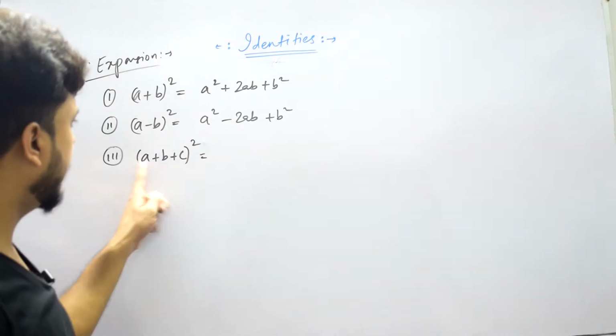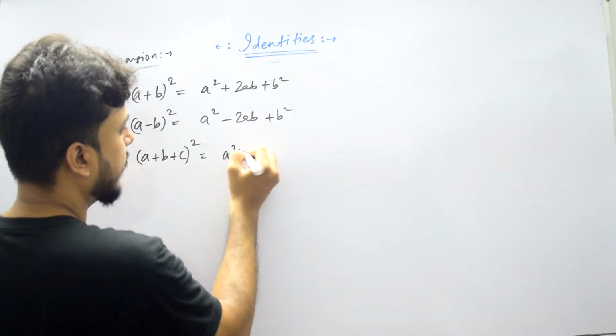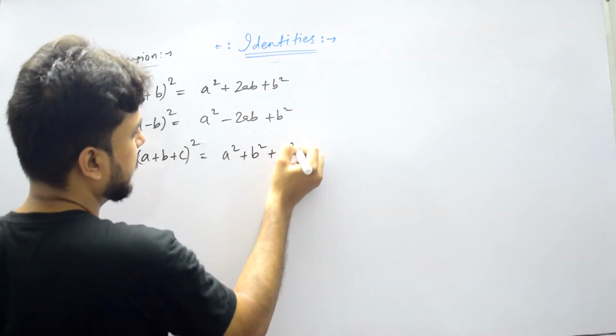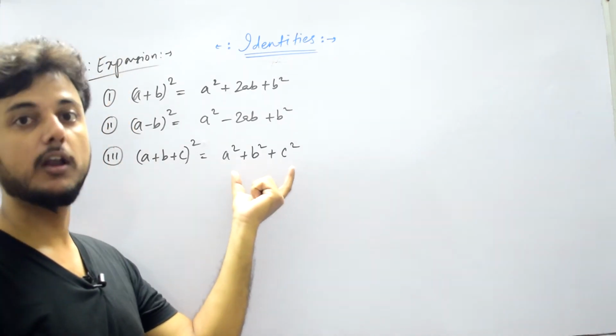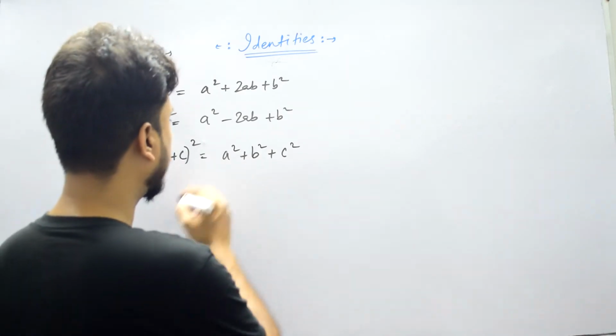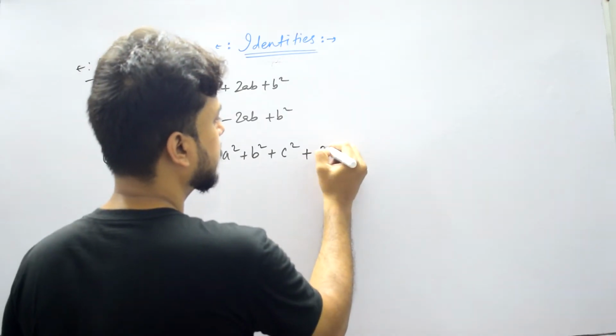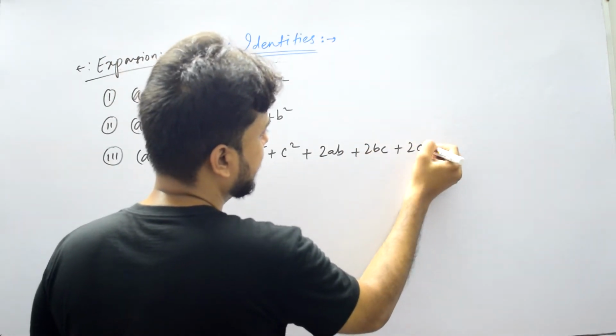Now whenever a plus b plus c, three terms, are there, the first terms will be a square plus b square plus c square. Remember that these three terms will always be positive: a square plus b square plus c square. And then the remaining terms will be plus 2ab plus 2bc plus 2ca.